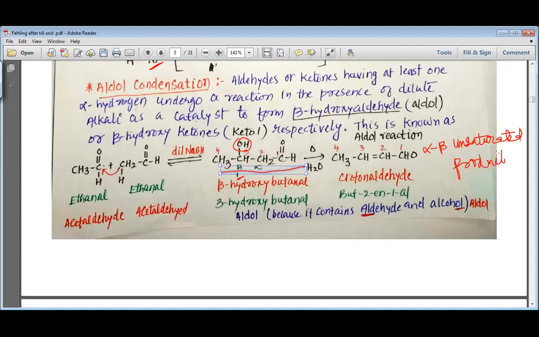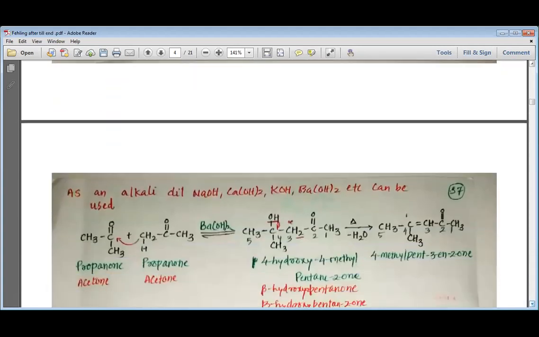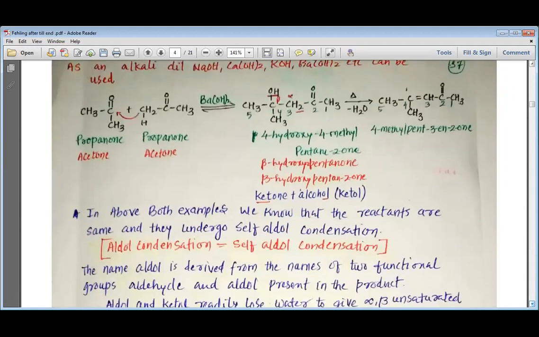So whenever you see the final product, which is an alkene, there will always be a double bond on the second carbon, and if you write their IUPAC name, you will always have 2-ene in all their products. So this is how, my dear students, we understand the aldol condensation between two ethanal.